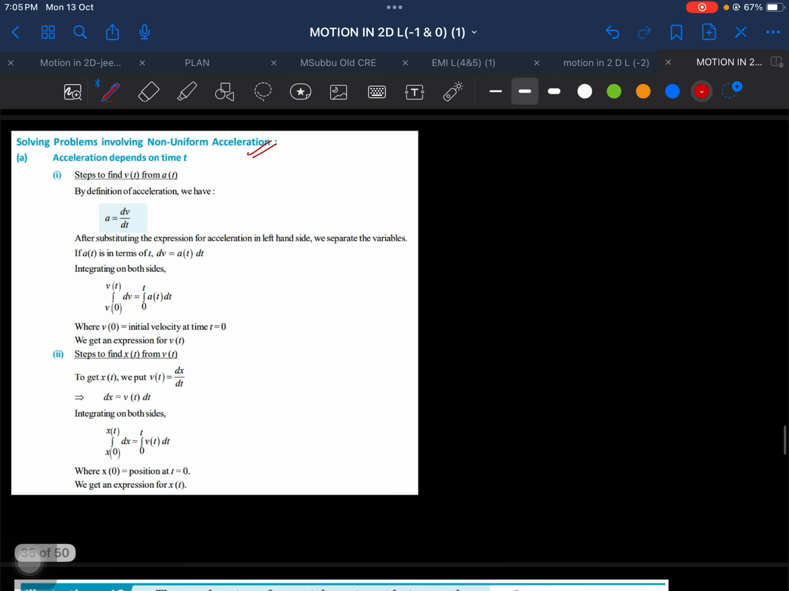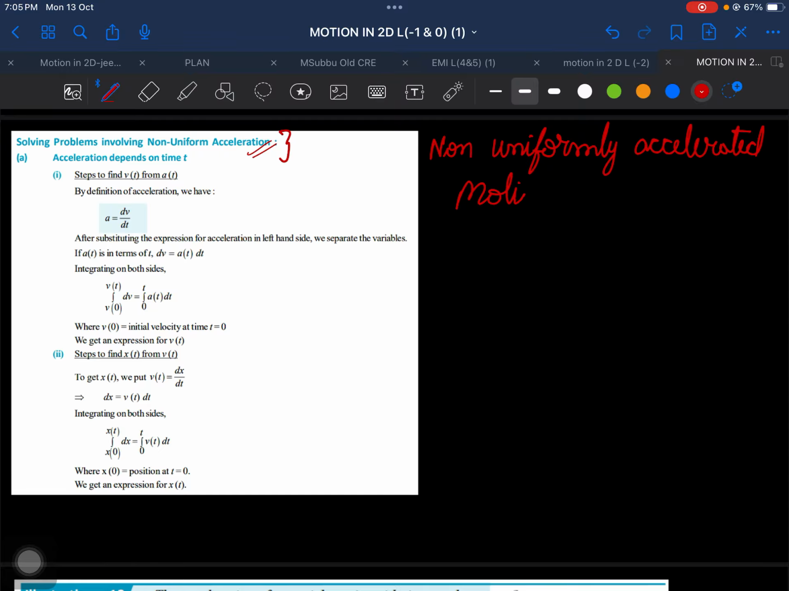And in the next lecture we will move on to the concepts of non-uniformly accelerated motion, right? So in the next lecture we'll go with that.